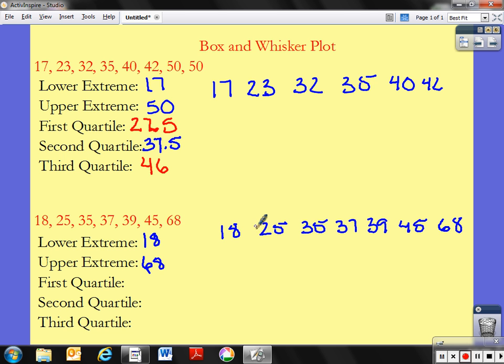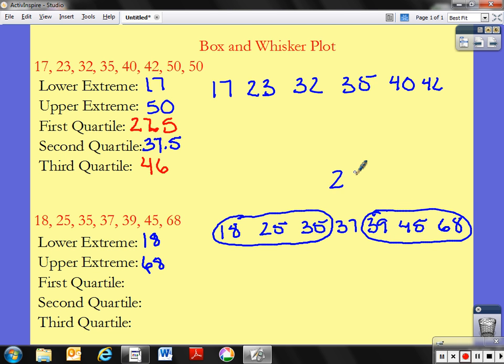Because I have 7, I know that I have 3 pieces of data in my lower half, and then 3 pieces of data in my upper half. So that means my second quartile is 37. Now this is a little bit easier. My first quartile is 25, and my third quartile is 45.